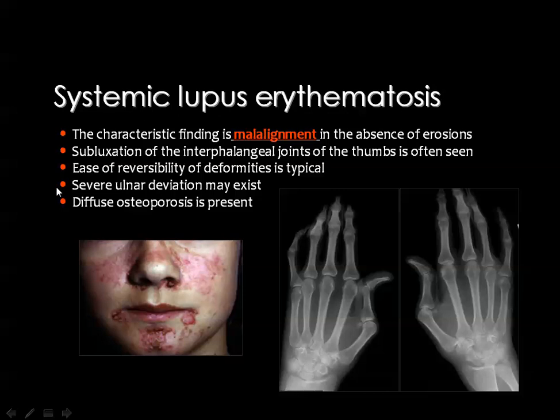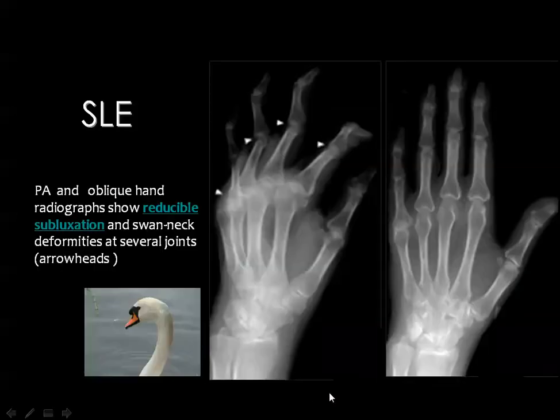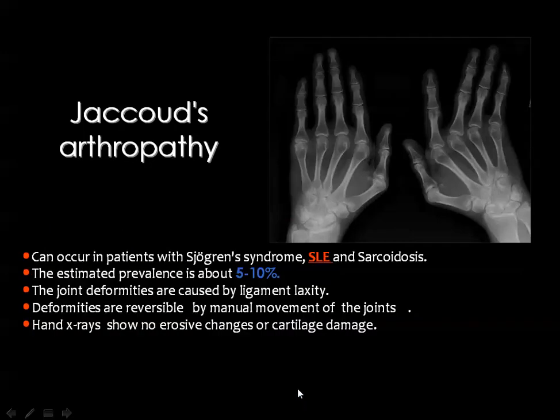Then there may be severe ulnar deviation, but remember, there are no bone erosions. Diffuse osteoporosis, of course, is one of the manifestations of the disease and also the sequelae of corticosteroid therapy. And here you can see multiple deformities like the swan neck and the boutonniere deformity. Whenever this patient puts his hand on the X-ray table, the deformities are realigned. Then also be sure that there are no evident bony erosive changes.